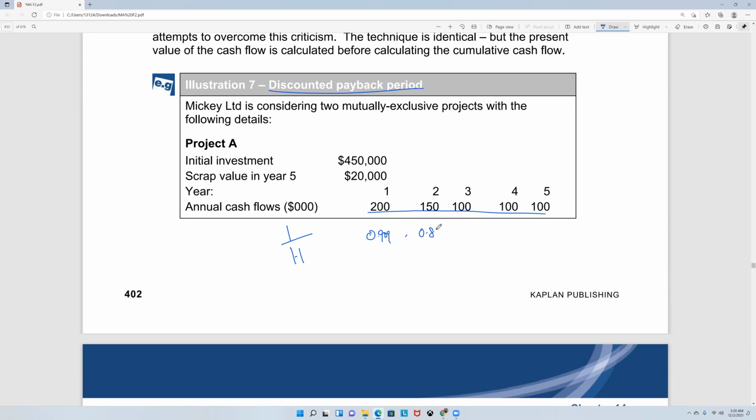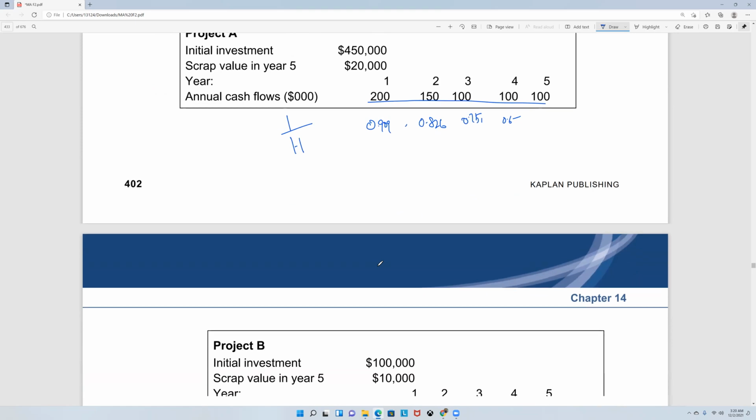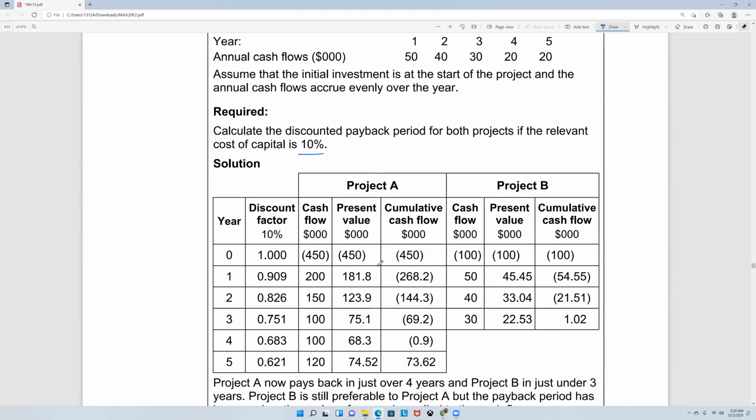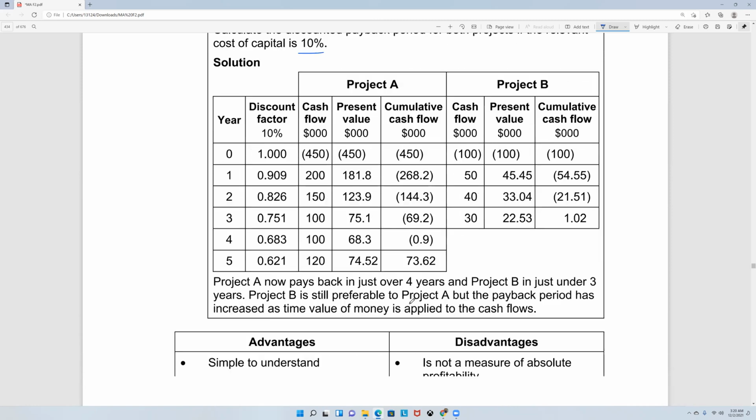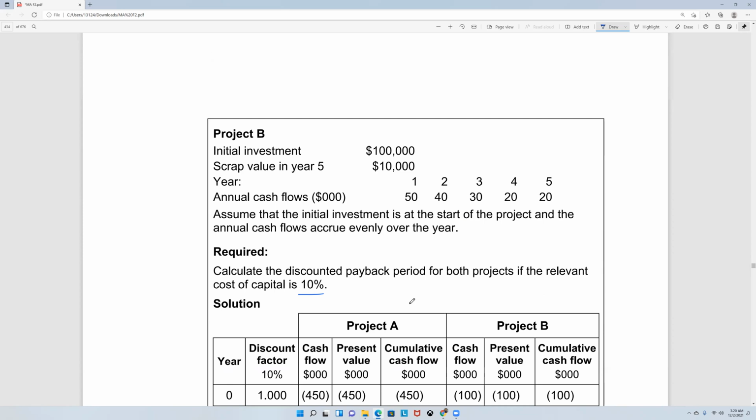वन डिवाइडेड बाय 1.1, उसके वैल्यूज आ जाते हैं 0.9090, 0.826, 0.751, 0.6 समथिंग. वो अमाउंट्स आ गए. वो अमाउंट्स के साथ हमको मल्टीप्लाई करना है, और फिर आते हैं हम लोग डिस्काउंटेड कैश फ्लोज. समझ आ रहा है आप लोग को?